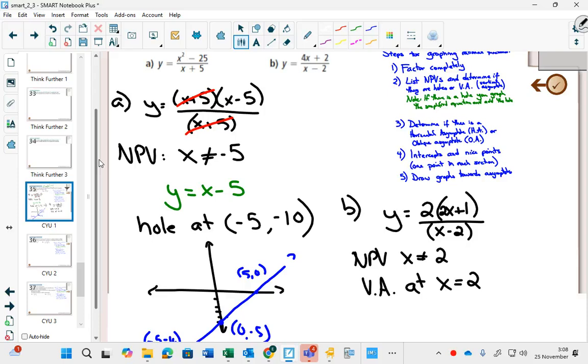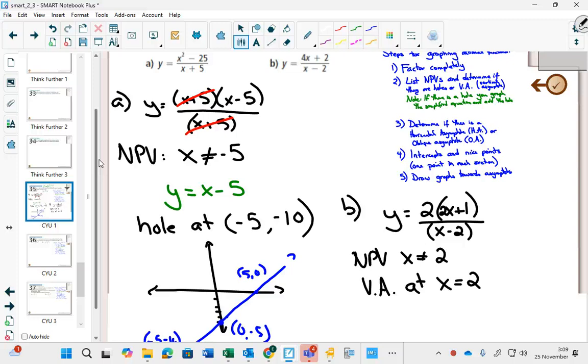So be careful that you're never labeling asymptotes on your graph with the line through. There's a difference between an equation of an asymptote and writing a non-permissible value. The non-permissible value is saying x can't equal 2, which makes an asymptote at x equals 2, because the line always has an equal sign.